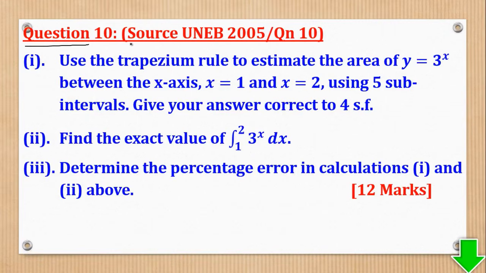Now we shall go to question 10, which came from UNEB 2005, paper 2, question 10, and says Roman 1, use trapezium rule to estimate the area of y equal to 3 to the power x between the x-axis, x equal to 1 and x equal to 2 using 5 sub-intervals. Give your answer correct to 4 significant figures. So let's start with that.